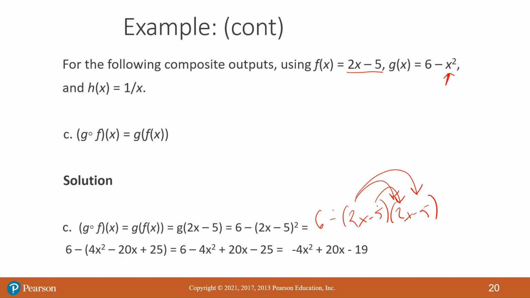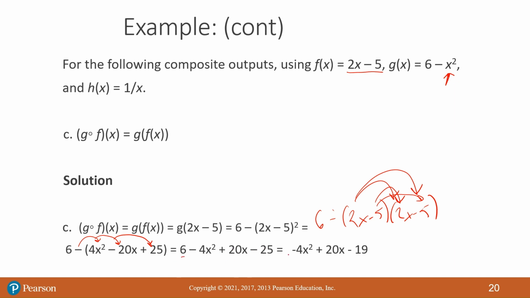And then if I do negative 5 and negative 5, it gives me the positive 25. Now, we simplified it up to this point to 6 minus 4x squared minus 20x plus 5. I do have to distribute this negative to all three of these pieces. Okay, so I'm looking at 6 minus 4x squared plus 20x minus 25.